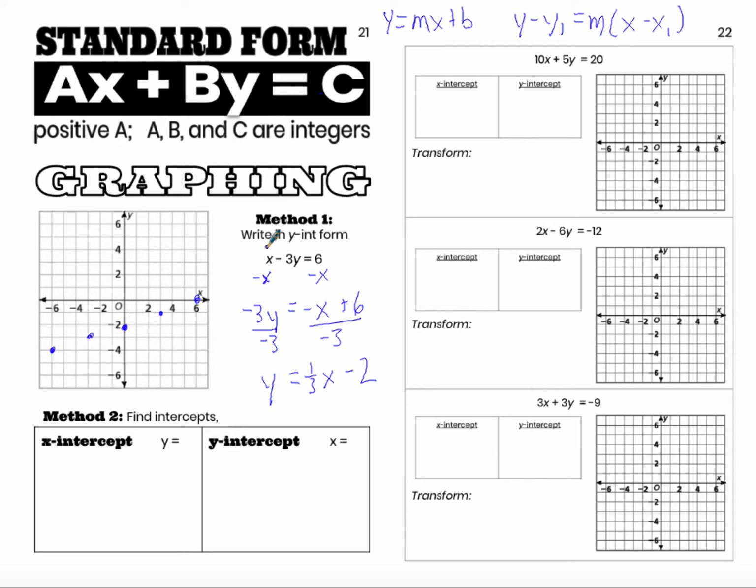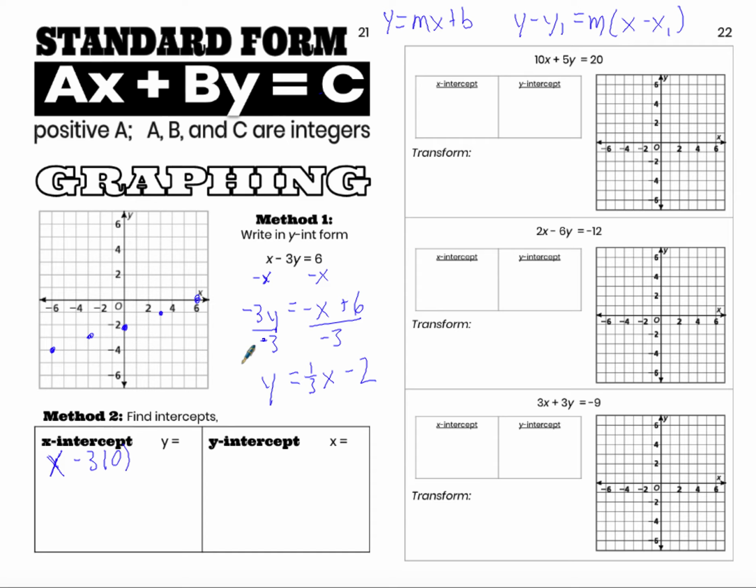Now there's another way that is often really nice to graph from standard form, and that is to find the intercepts. The x-intercept is found where it crosses the x-axis by setting y equal to 0, because every point on the x-axis has a y-coordinate of 0. So you don't have to show this step. I'm just going to show it for clarity.